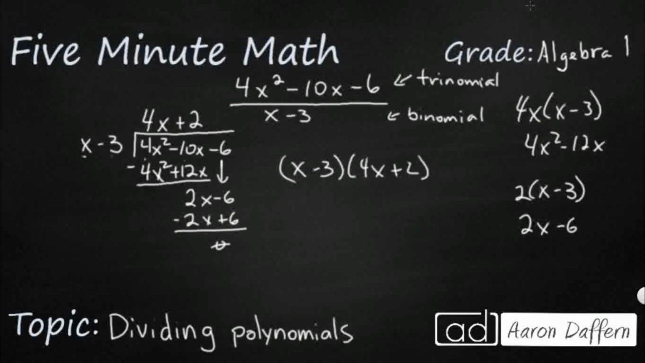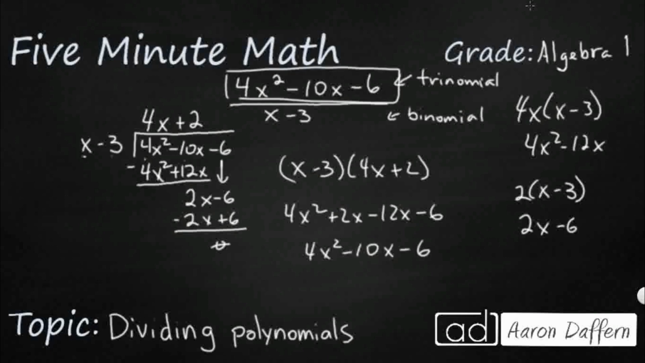We'll just FOIL this out. So our first is going to be 4x squared. Our outer is going to be a plus 2x. Our inner is going to be a minus 12x. And our last is going to be a minus 6. So it's going to be 4x squared minus 10x minus 6, which is what we started with. That's how we can divide polynomials.